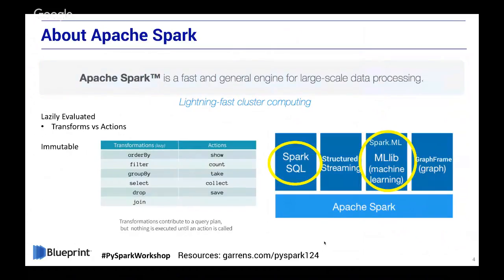So what is Apache Spark? This may be a boring question, but it's also very good to know. Apache Spark is a fast and general engine for large-scale data processing.